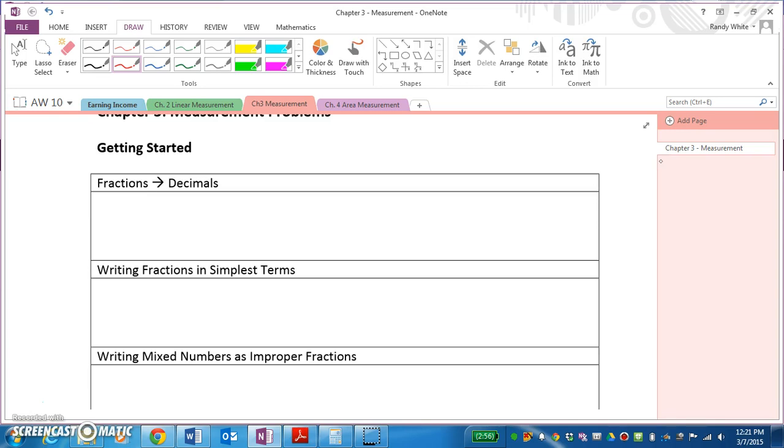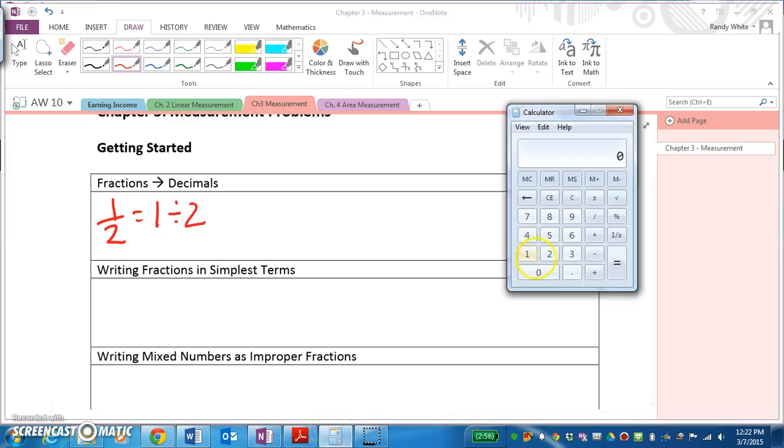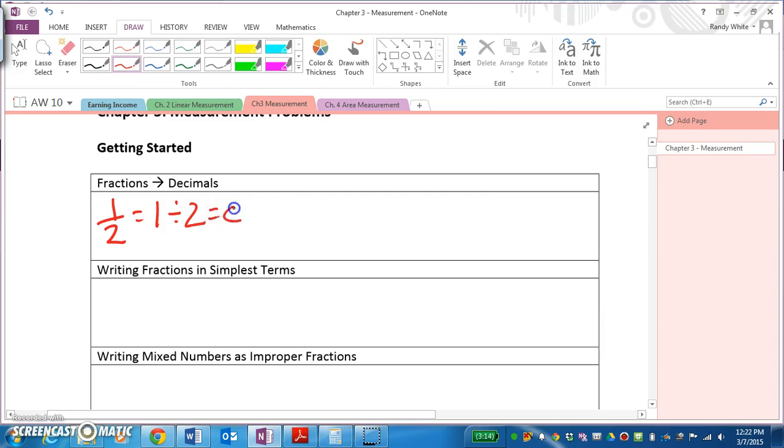So let's say, for example, I have 1/2. Well, 1/2 is, in essence, a division question, which means 1 divided by 2. And so if we take that 1 divided by 2, you can see it's 0.5. And so, as I said, a fraction and a decimal are just the same thing, just in a different format.